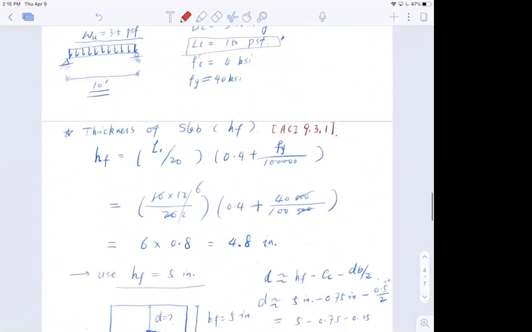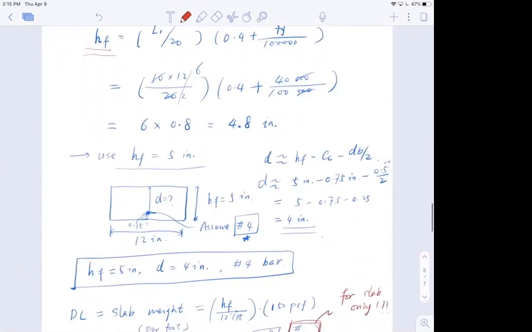And we talk about the minimum slab height, h, by ACI 9.3.1. You can use that table to get this. And then assume we have a height of 5 inches, and we now estimate the depth of that, which is 4 inches.